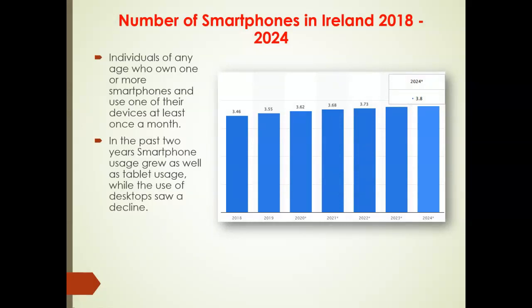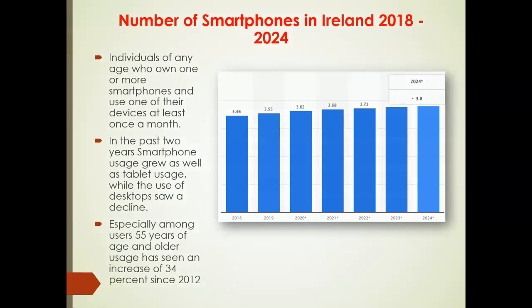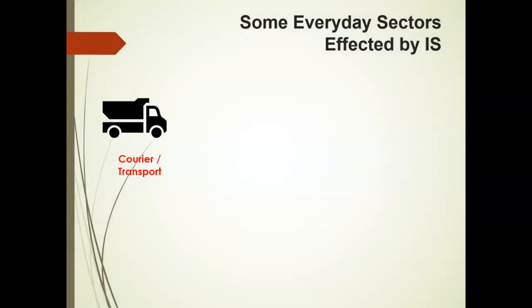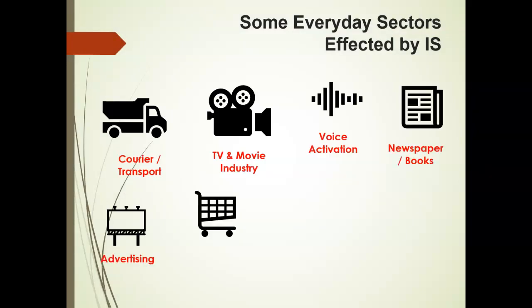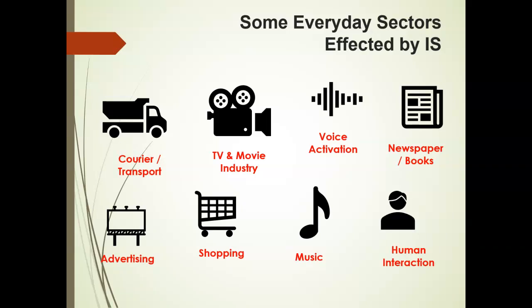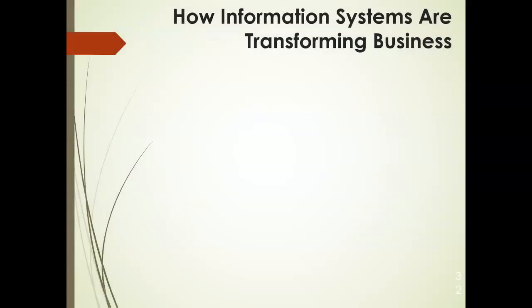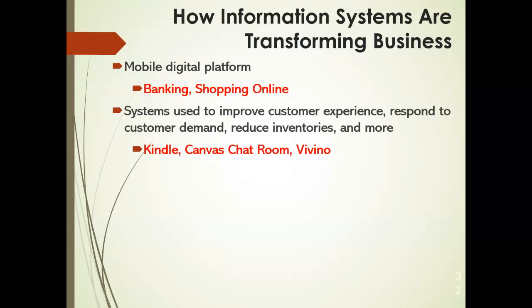We also touched on the fact that mobile phones are now on the increase in Ireland as well, especially in the over 55s. So then we looked at the different sectors that are affected by information systems. And again, pretty much all of these: the courier, the music, voice activation, shopping, advertising, and even ourselves and how we interact with people. So now we have a mobile digital platform where banking, we don't go into the bank anymore, we shop online. We have systems to improve the experience.